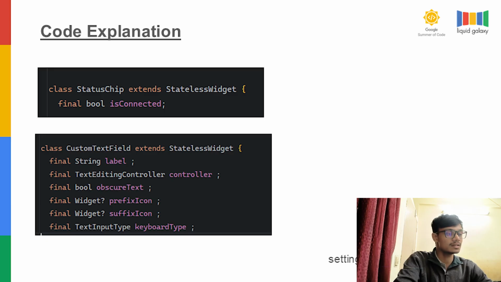These are reusable UI components: status chip and custom text field. The status chip displays real-time connection status using a color indicator. The custom text field provides a clean, usable, and consistent input UI across the screen. This is all the code logic of the settings_screen.dart file.